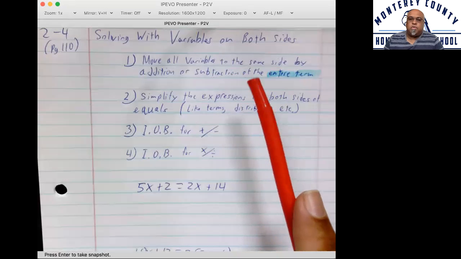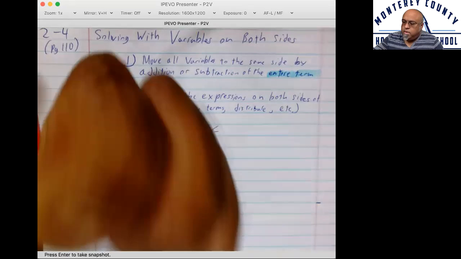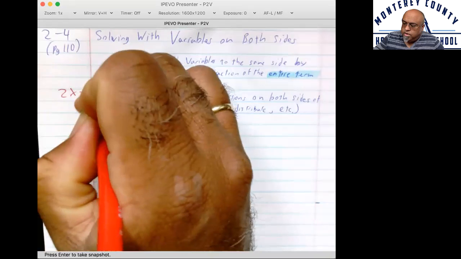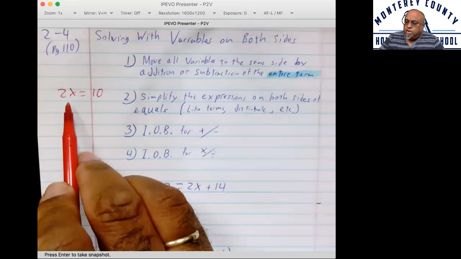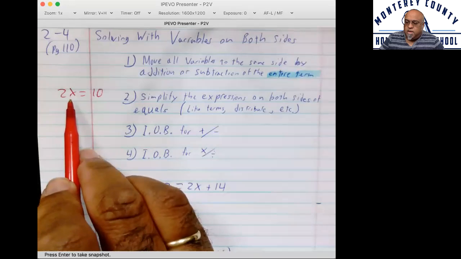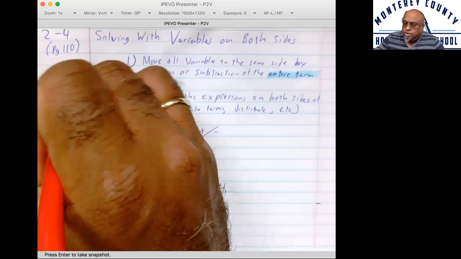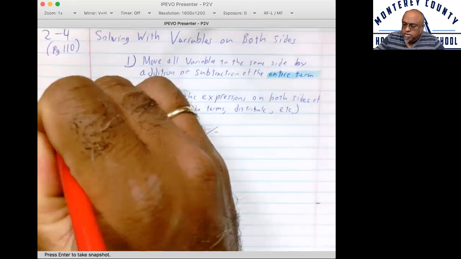the entire term. Now, what I mean by that is normally when you see a term, like, for example, 2x is equal to 10, normally I would divide 2x by 2 in order to isolate the x. But in a case like this, I'm saying literally subtract the entire term 2x.